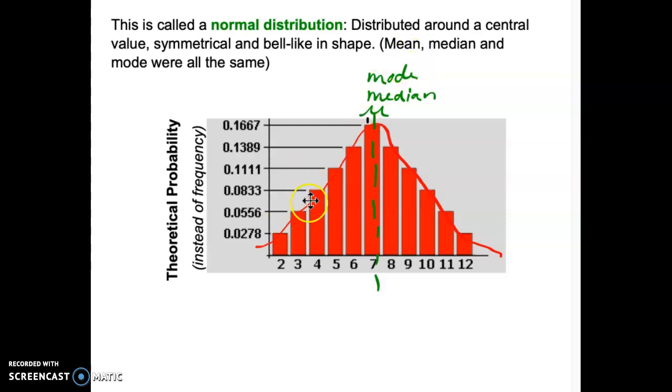And you'll notice that this graph is a little different than the last graph I showed you because instead of frequency, they put theoretical probability, but those two graphs actually end up being exactly the same other than just the numbers on the y-axis.